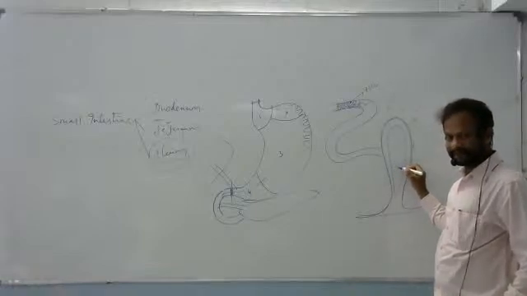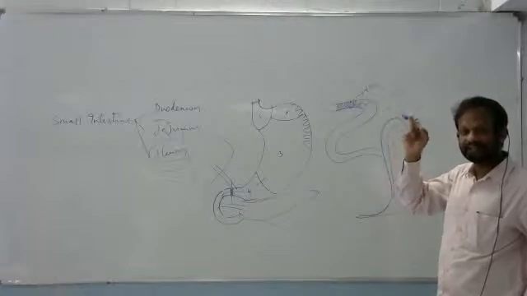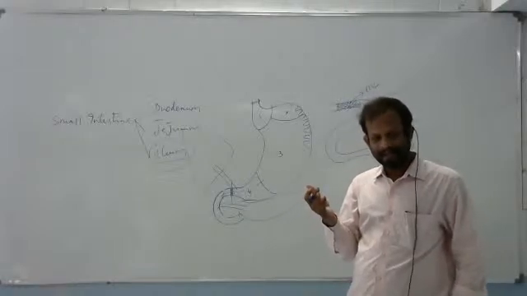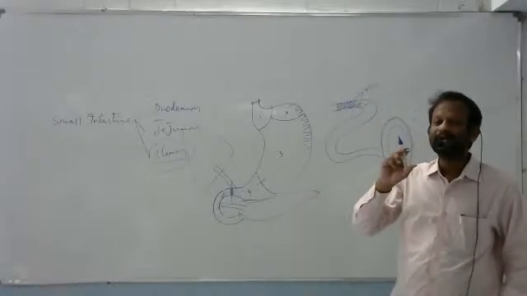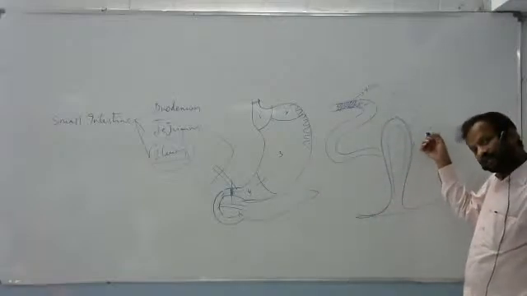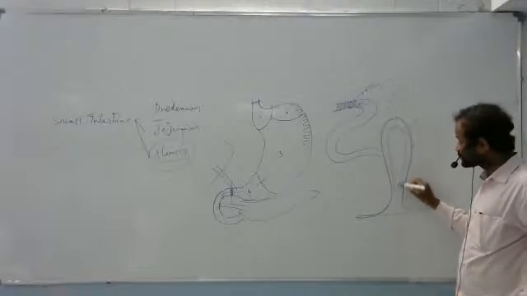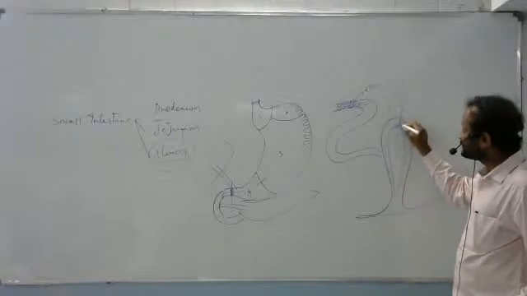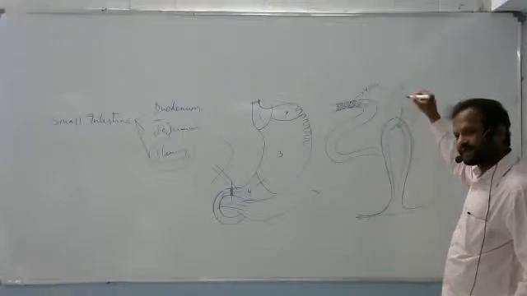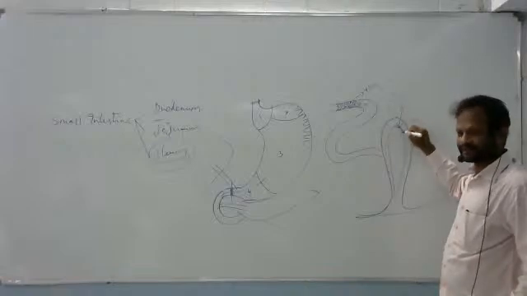That is nothing but villi. After digestion, the simplest form of food particles must enter into the blood, because blood is a medium to transport those nutrients to every part of the body. That's why a blood vessel is present inside the villus. Why? To receive the digested food. So this entry of digested food into this blood vessel is called absorption.